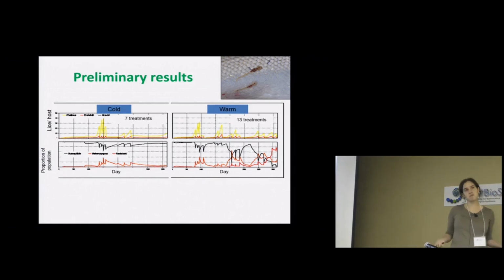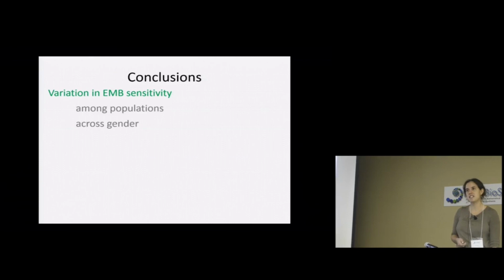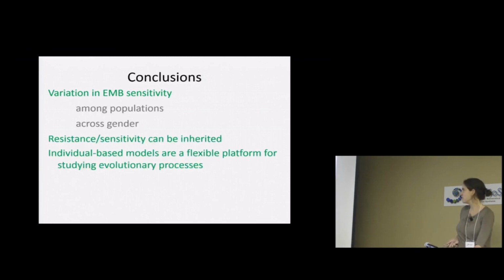So this is as far as we've come in the project. Hopefully we'll update you as we get more data. But to conclude, we're finding a lot of variation in sensitivity in our populations. And this is both across gender and across populations. We have evidence that this can be inherited. And we have these individual-based models, which seem to me to be a very flexible platform for studying evolutionary processes and incorporating processes that are at different levels of organization.